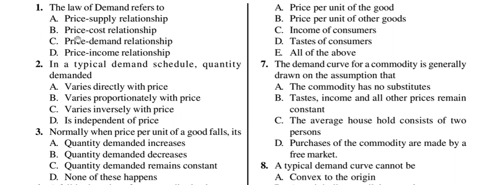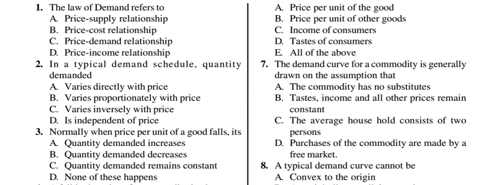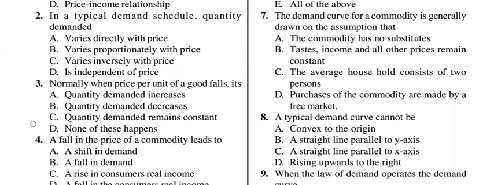Second question. In a typical demand schedule, quantity demanded varies directly with price, varies proportionately with price, varies inversely with price. We know that the law of demand says that there is an inverse relationship between quantity demanded and price. So we know that there is an inverse relationship between the two. So downward sloping demand curve. So the answer is it varies inversely with the price. So C. Let's go ahead to the next question.